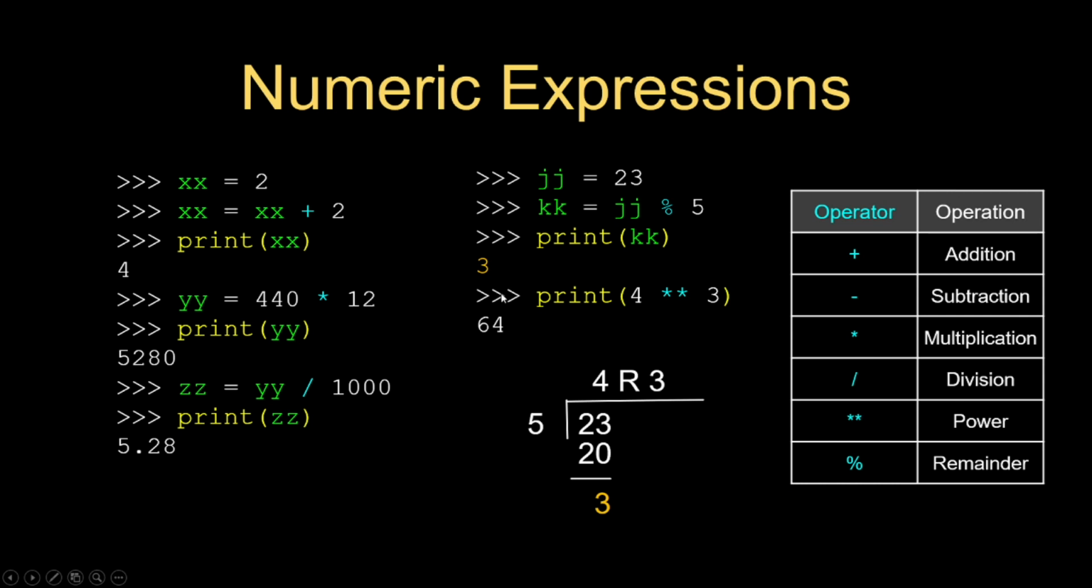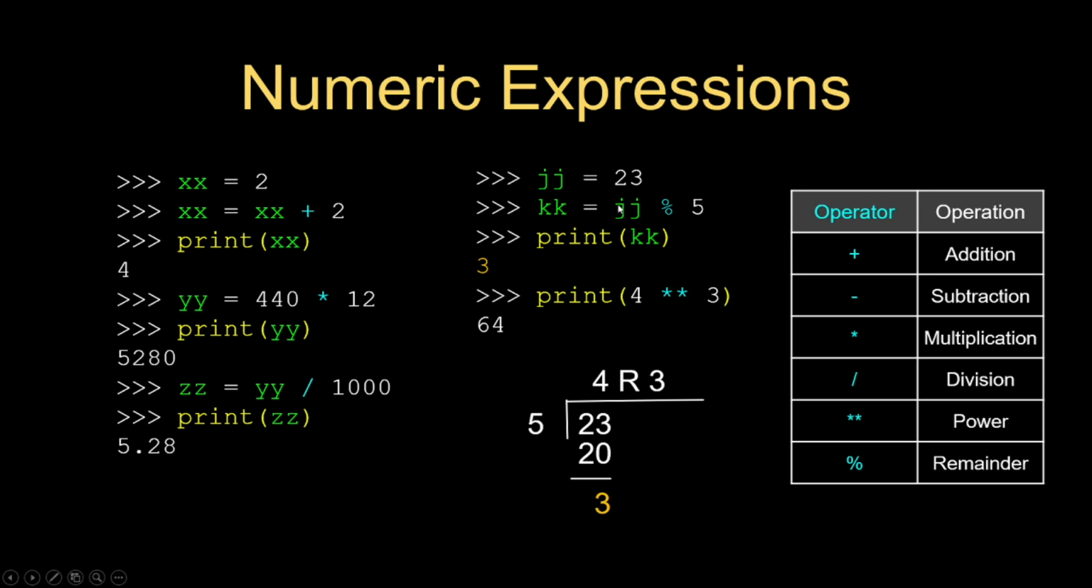So we have, okay, we encountered this earlier. Okay, xx is equal to 2, xs is equal to xx plus 2. So this is addition, this is multiplication, as you get to see here. yy is equal to 440 times 12, print yy, so we have this. So we will no longer demonstrate these very simple ones in a separate console. So zz is equal to yy divided by 1000. If we're going to print that out, you have this result here.